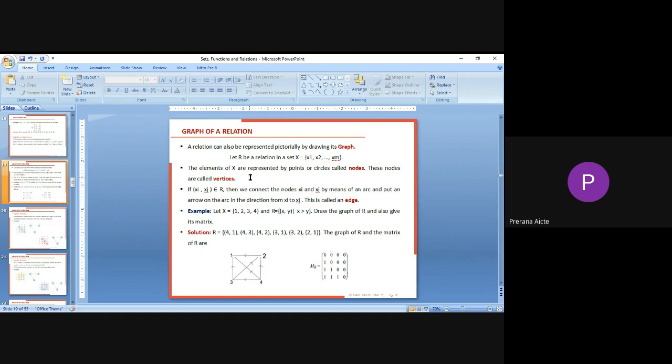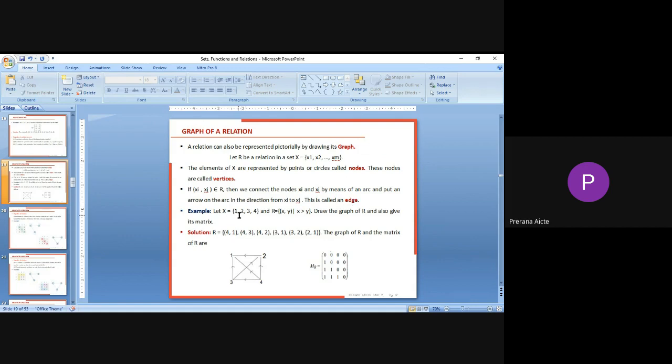While drawing the graph, whatever elements are there in the set are represented as nodes. And if (xi, xj) belongs to R, then we connect the nodes xi and xj by means of an arc and put an arrow on it in the direction from xi to xj. This is called an edge. Suppose you have an ordered pair (xi, xj), then I will draw a line from xi to xj, which will be called an edge in that particular graph.